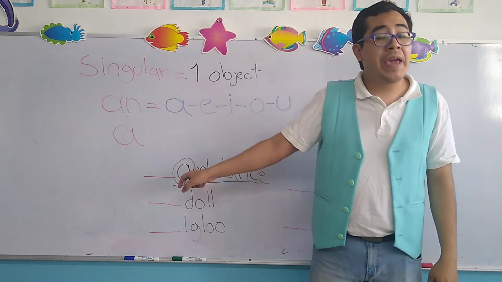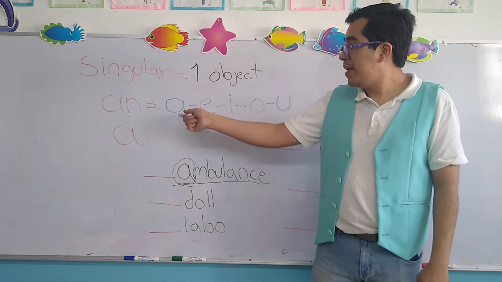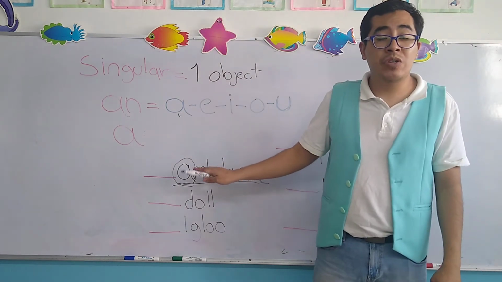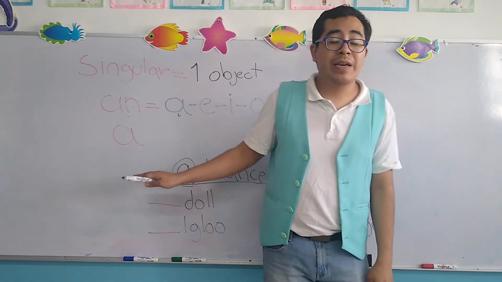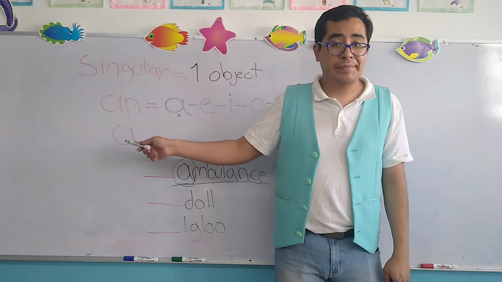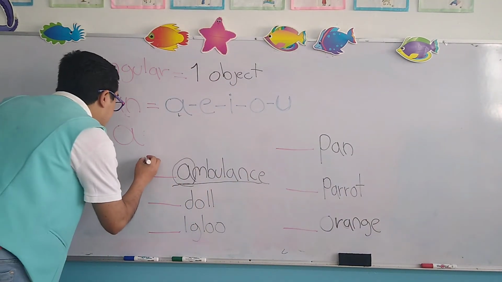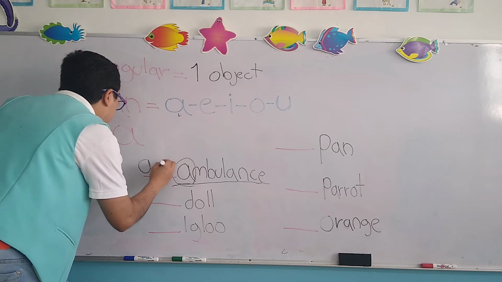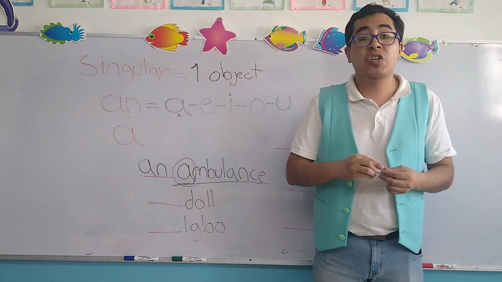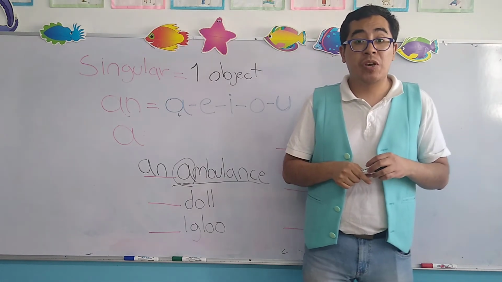Now, the word ambulance begins with the letter A. Now, the letter A, is it a vowel? Yes, it is. So, in order to transform this word into singular, para que esta palabra quede singular, ¿qué vamos a agregar? An o a. An, very good. An ambulance, okay? In Spanish, una ambulancia. Let's continue with the second word.